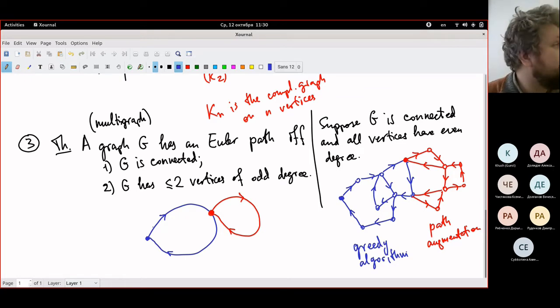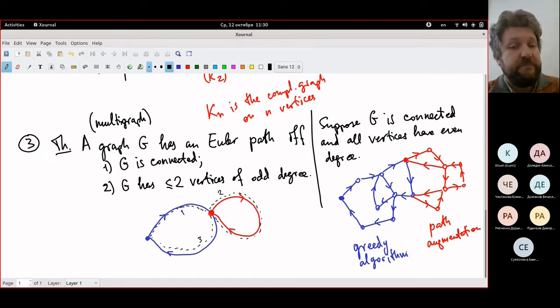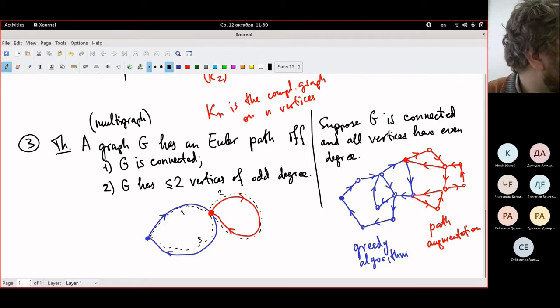Now, how do we traverse the whole thing? We start from this point. We first go along this cycle. Then we shift to the red cycle, and then we continue. So this is the first way, second way, and third way back. Is it understandable? So we augmented the cycle, we made the cycle bigger.